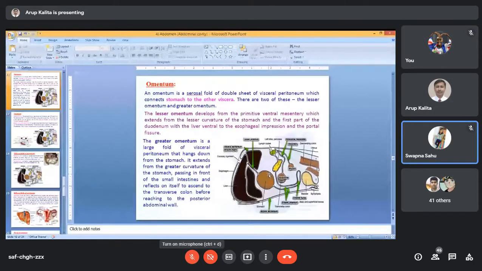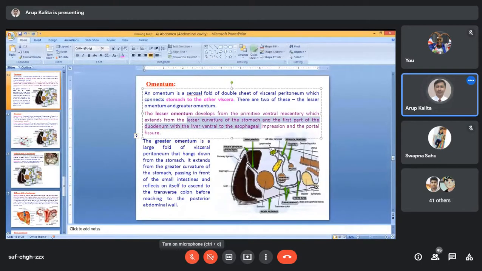Now there are two omentum. One is called the lesser omentum and the other is the greater omentum. Now the lesser omentum connects to the lesser curvature of the stomach. So the stomach has a lesser curvature and a greater curvature. The lesser curvature of the stomach is connected by the lesser omentum, and it will connect to the liver and the duodenum. So one side it is connected to the lesser curvature of the stomach, another side it is connected to the liver and duodenum. That is called the lesser omentum.